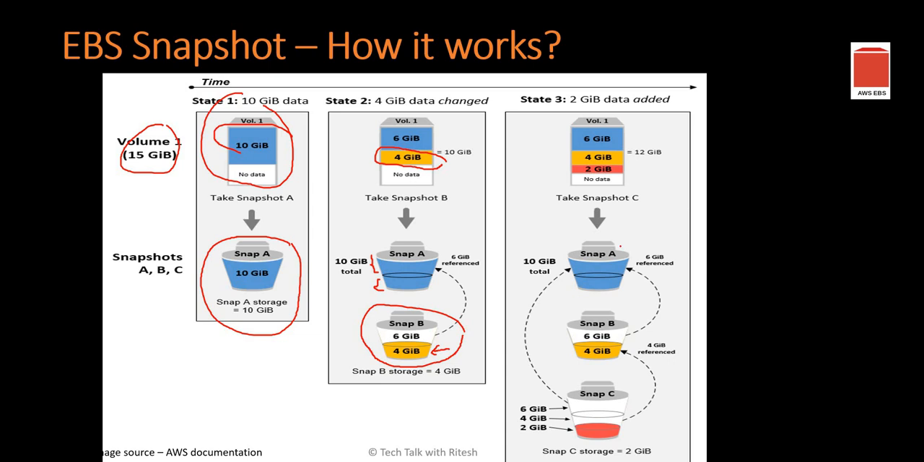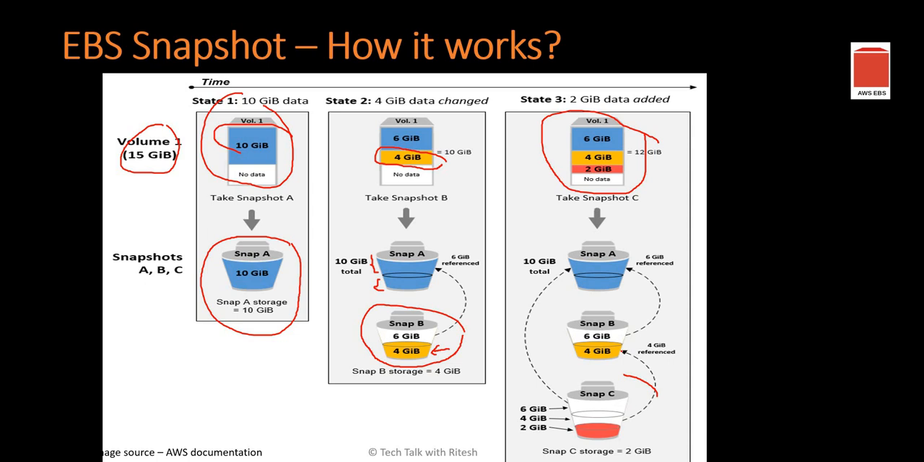Now consider this is my EBS volume. Now 2 gig data is added. So 6 gig data is unchanged, 4 gig data is changed, and 2 gig data is added. What will happen this time? If I create another snapshot, snapshot C will be created. This 2 gig data will be added here, right? 2 gig data is here.